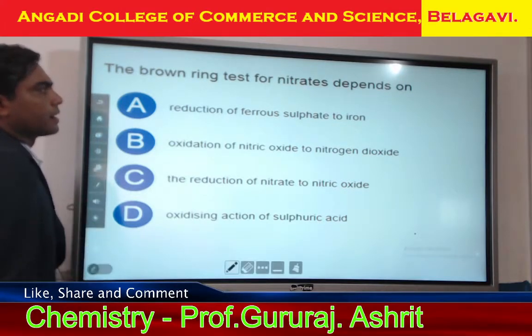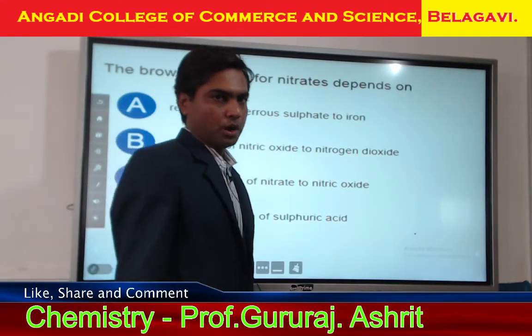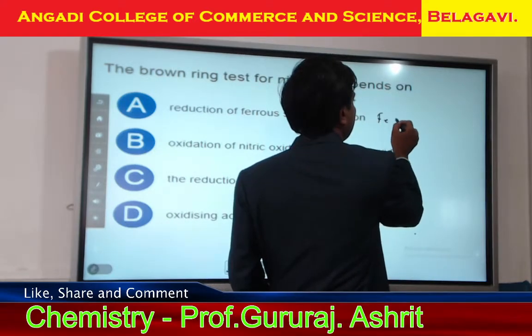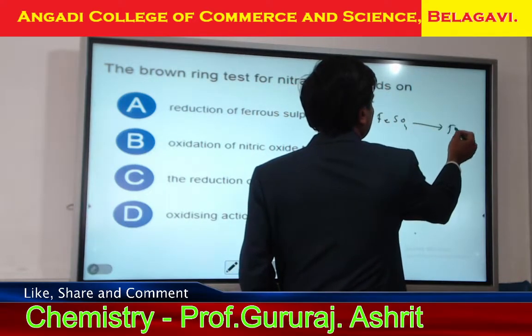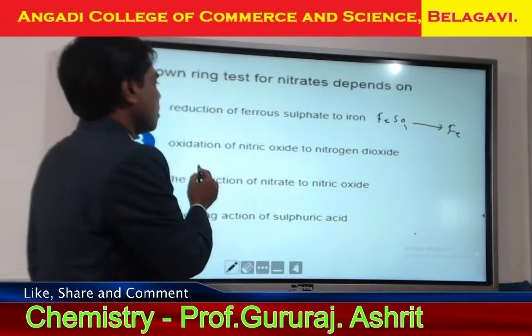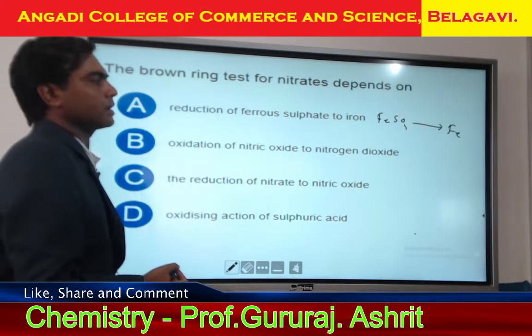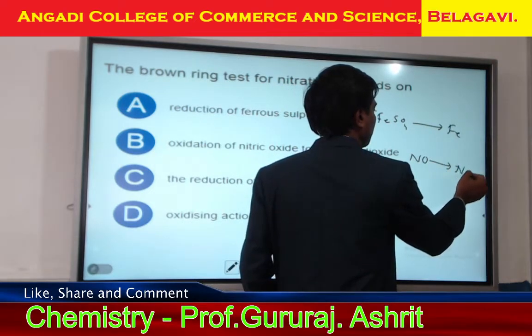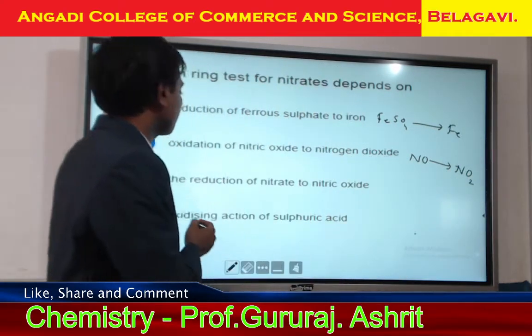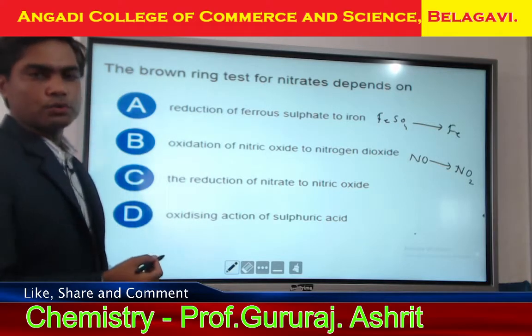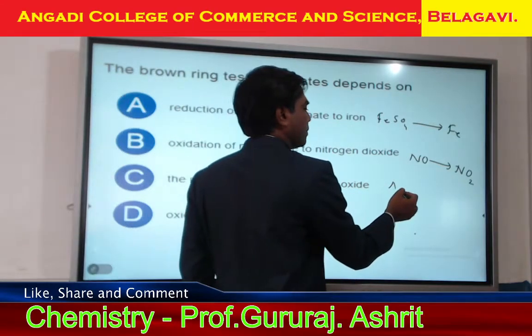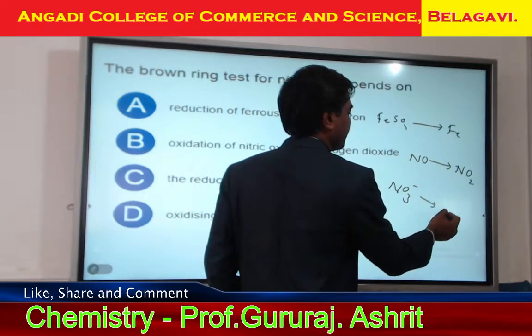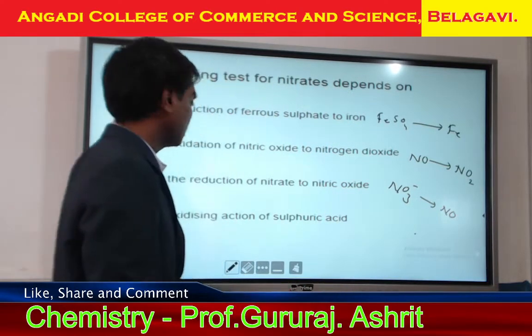Let's see. Reduction of ferrous sulfate to iron means FeSO4 will be converted to Fe, or not. Oxidation of nitric oxide to nitrogen dioxide means NO will convert to NO2, or not. Next one is reduction of nitrate to nitric oxide, meaning NO3 minus will convert into NO. This is the correct part.